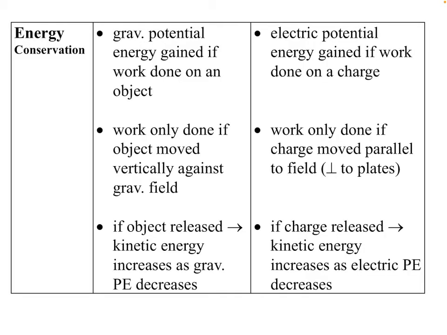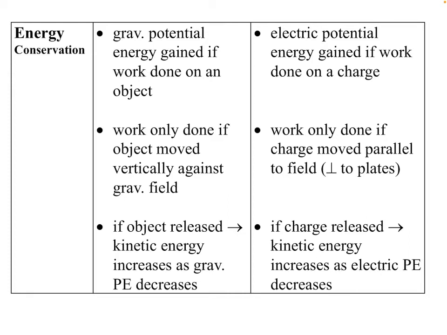Okay? So if we're looking at energy conservation, we know gravitational potential energy is gained only if there's work done on the object to move it up against the gravitational field of the Earth. Same thing with electric potential energy. You only can gain electric potential energy if work is done on the charge, again, against that electric field. Okay? And specifically, it has to be work done against in a certain direction.